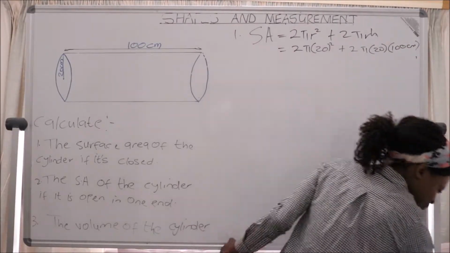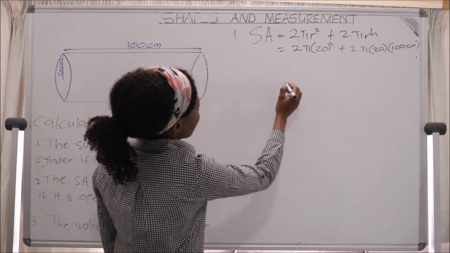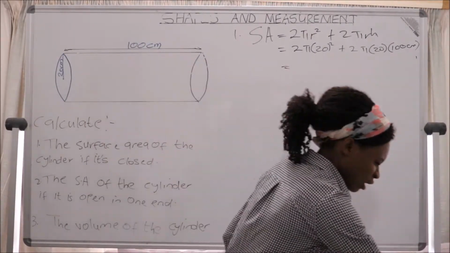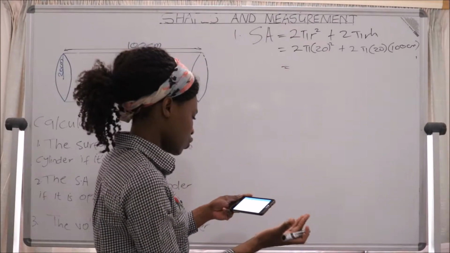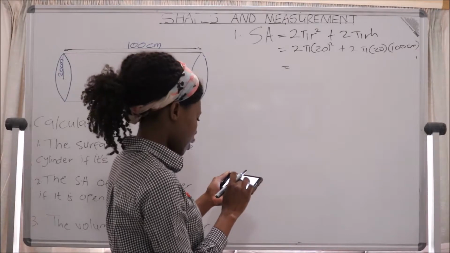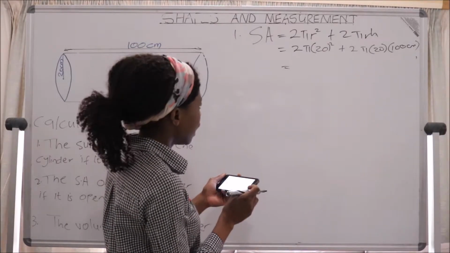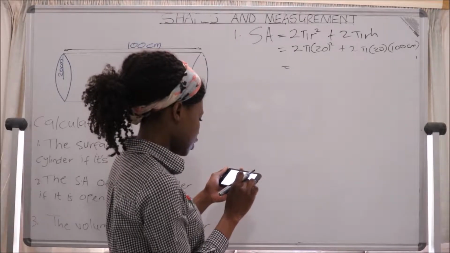All right guys, so from here I'll just use a calculator. I don't have a calculator, so I'll just use my cell phone. So it will be 2 pi into 20 centimeters, okay, I have that. So it will be 20 centimeters squared.